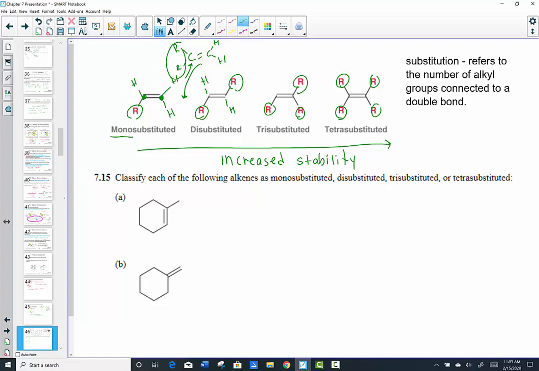So just as practice, if you hear these vocabulary words, mono-substituted, di-substituted, tri, or tetra, find the 2 carbons that are in the double bond and count how many carbons they're attached to. So here I can see the 2 carbons in the double bond lead out to 3 carbons. This is tri-substituted.